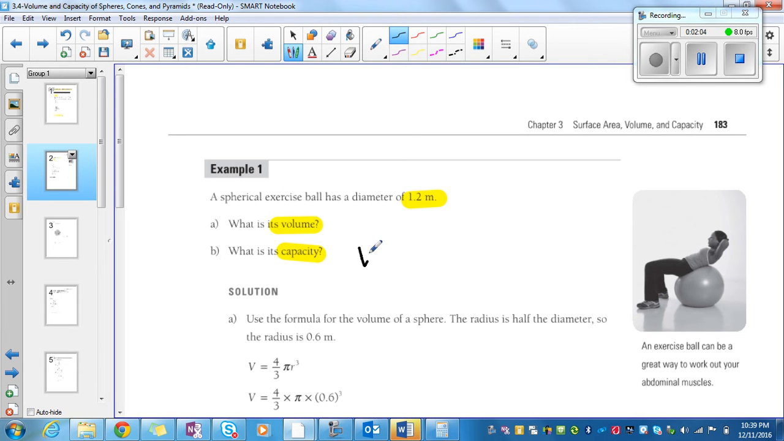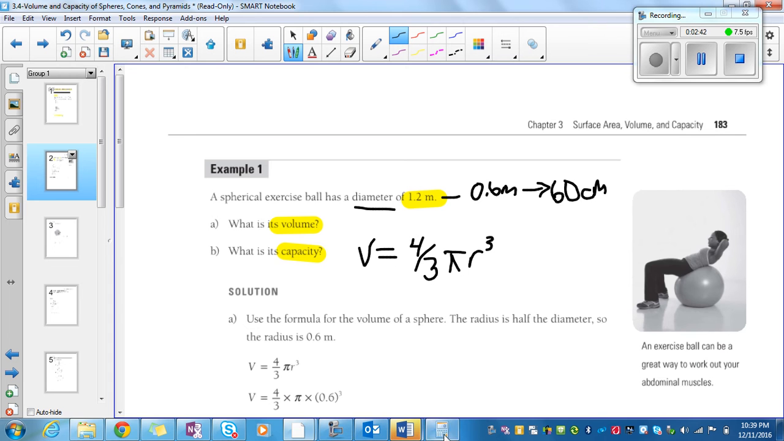So volume is equal to 4/3 pi r squared, no, pi r cubed, and the radius, this is the diameter, so the radius is actually 0.6 meters. So if I go into centimeters, it's 60 centimeters. So what I'm going to do is I'm going to put 60 centimeters in here.